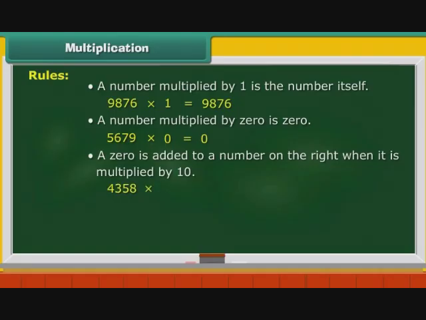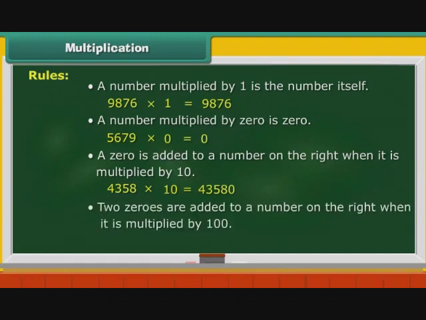4358 multiplied by 10 is equal to 43580. Two zeros are added to a number on the right when it is multiplied by 100. 1265 multiplied by 100 is equal to 126500. Let us multiply 123 by 456 using the lattice multiplication technique.